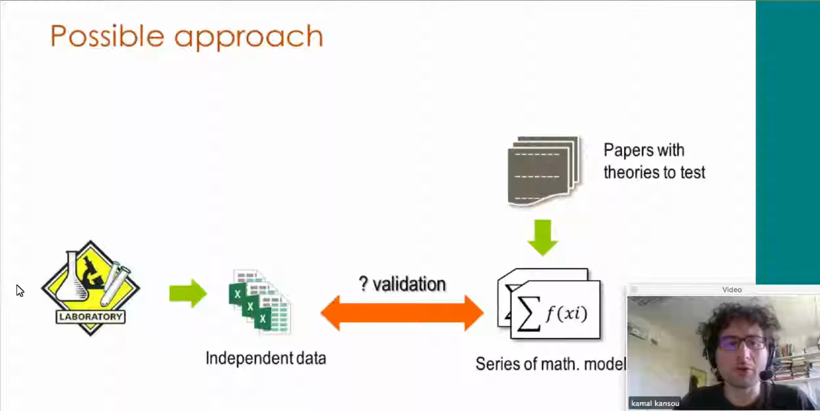So the classical approach to test these theories against results is to first select a bunch of papers that present theories, to capture these theories as a series of mathematical models, and to measure independent data from your laboratory. So a unique data set that you produce in your conditions, and you review the list of mathematical models, physical models, against this independent dataset.